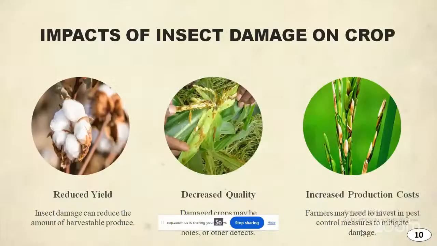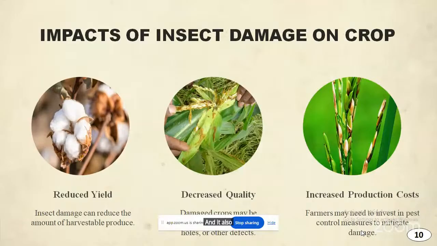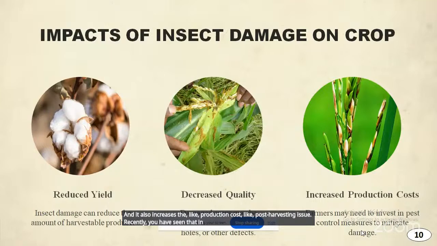So what is the impact of insect damage in crops? You know, whenever there is a biotic or abiotic factor, especially if we talk about the biotic factor, it reduces the yield, it decreases the quality of the particular crop product, and it also increases the production cost, like post-harvesting issues. Recently you have seen that in Japan they rejected a mango batch. Why? Because of the fruit fly.